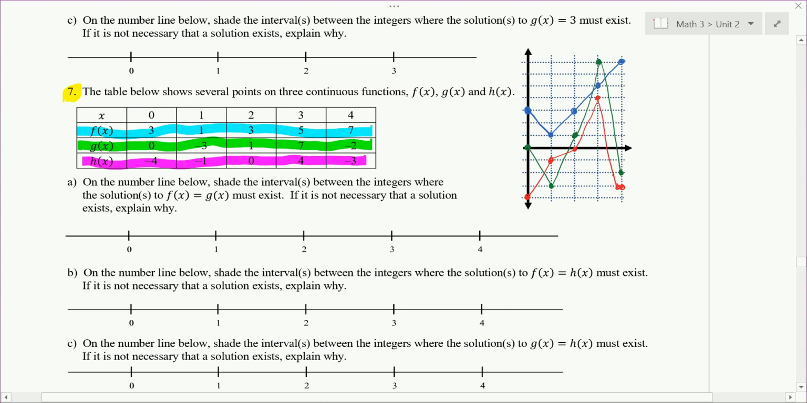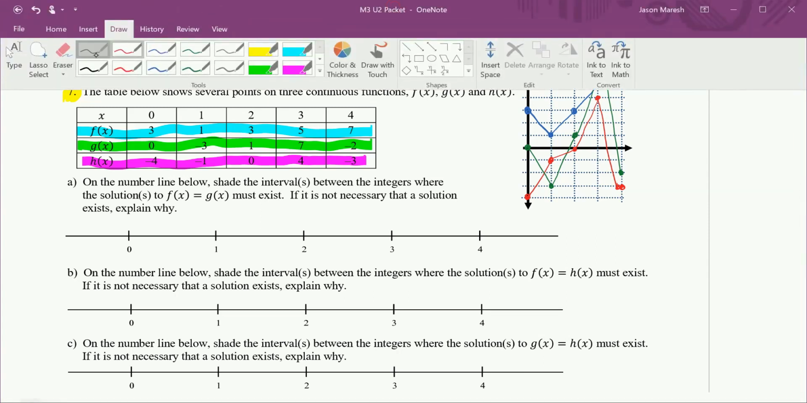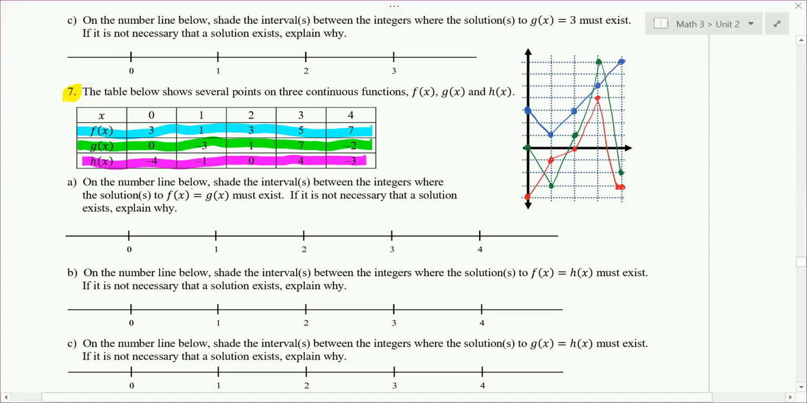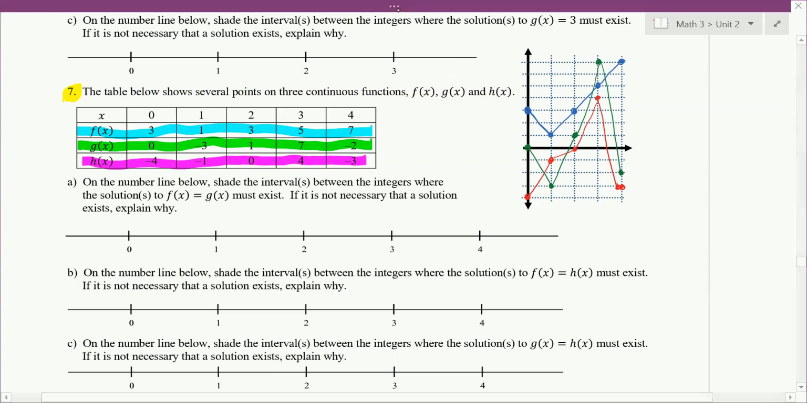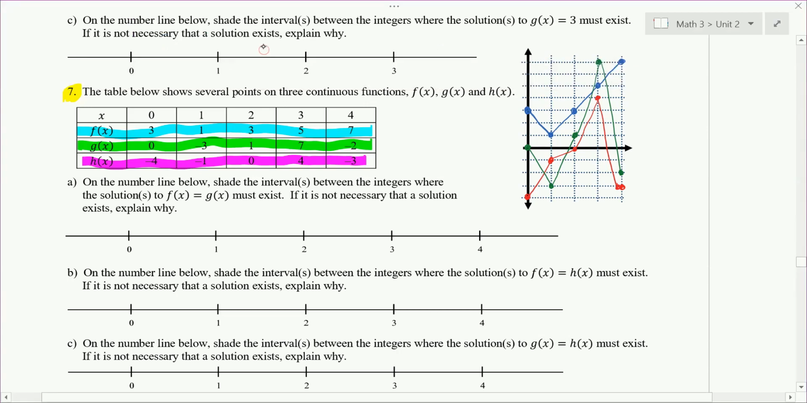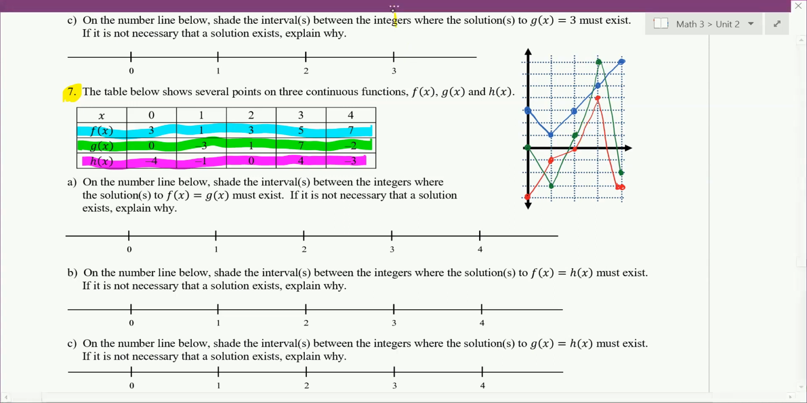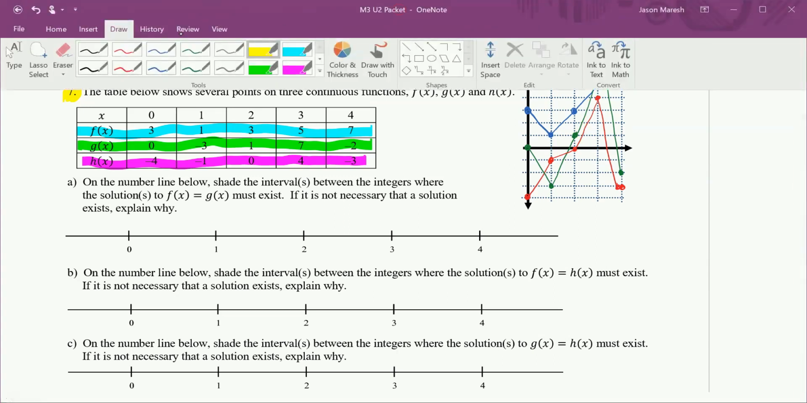Okay, something like that. And now we're going to try to answer these questions. Part A says, on the number line below, shade the intervals between the integers where the solutions to f equals g must exist. So where is the blue crossing the green? Okay, so if I look, blue's crossing green somewhere. Okay, I'm gonna write something in here.